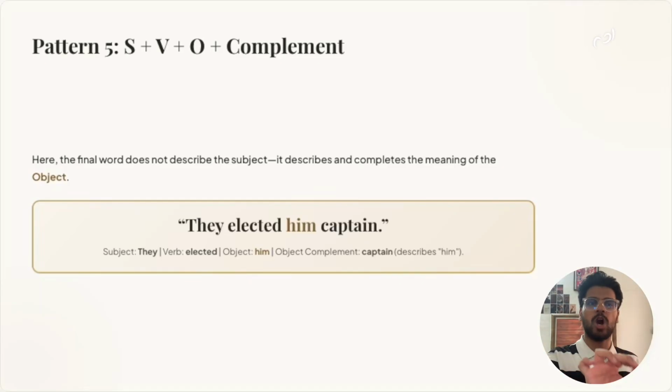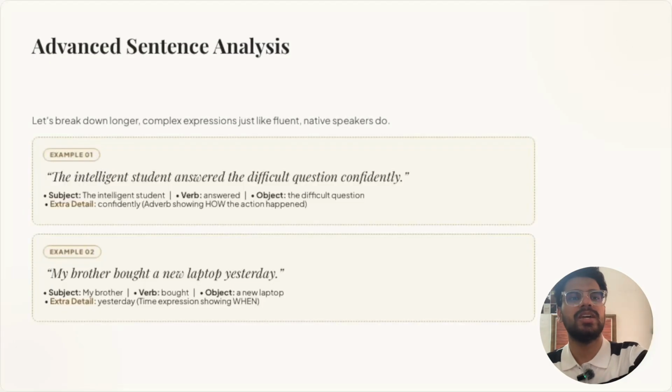Subject plus verb plus object plus complement. Example, they elected him captain. In this sentence, subject is they, verb is elected, object is him, and complement, which completes the meaning of the object, is captain. Here, the word captain describes the object, not the subject. Now let's do advanced sentence analysis. Let's analyze advanced sentences like real English learners.